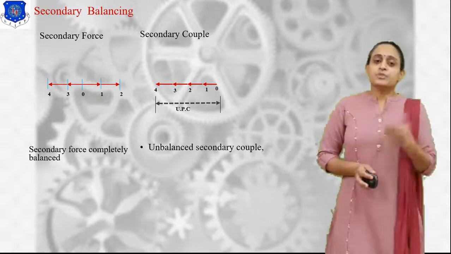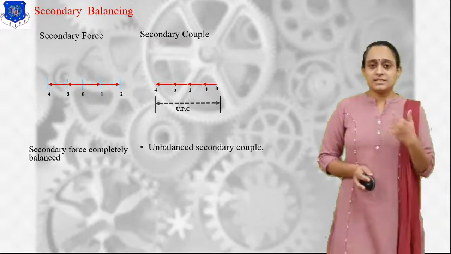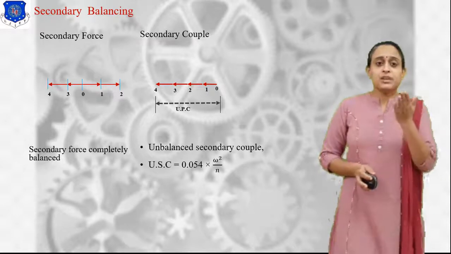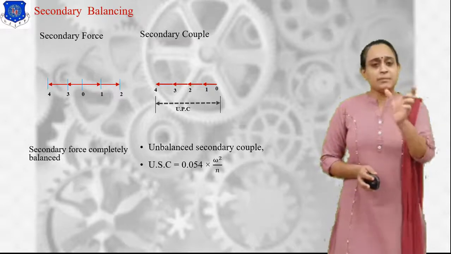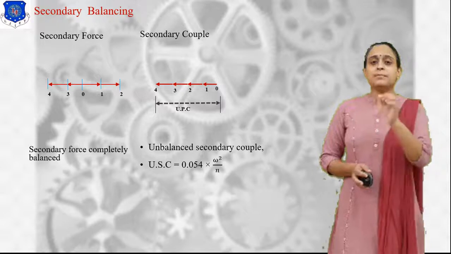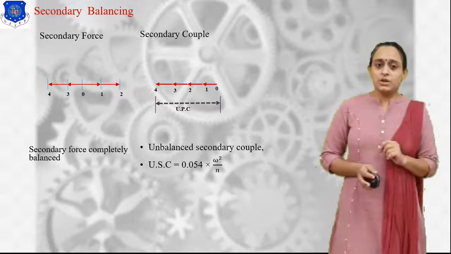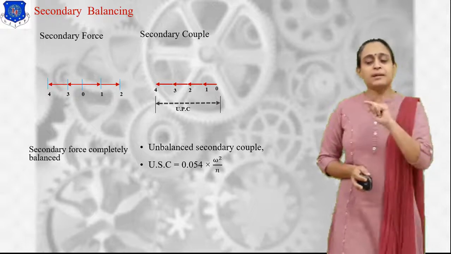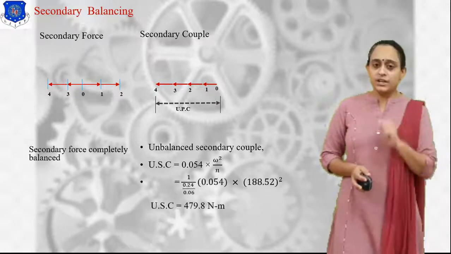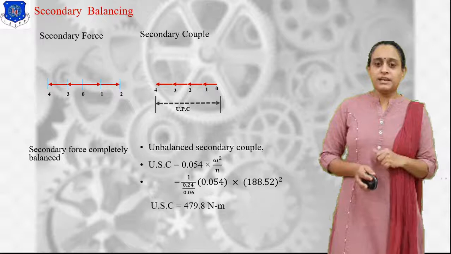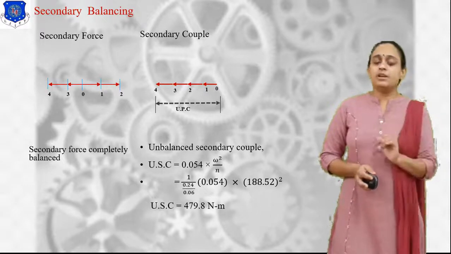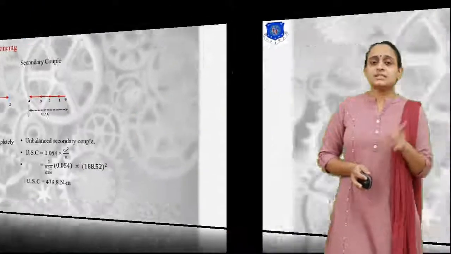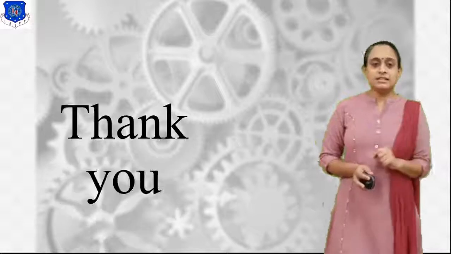Okay, now to find out the unbalanced secondary couple, 0.054 by measuring all these values, multiply by omega square by n. Okay, now by n, because it is the secondary one, we have to multiply by omega square by n. So here the unbalanced secondary couple is 479.8. Okay, so this is primary and secondary balancing.